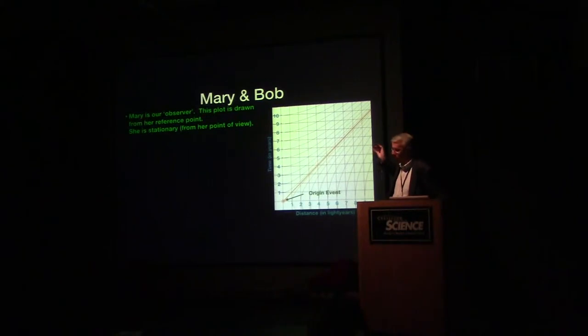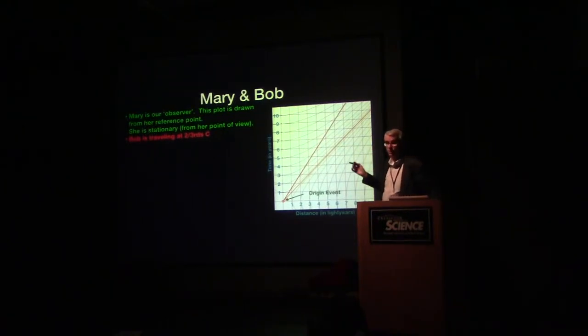And we'll pick two people. I made up the names. I'm not very original, so I'll call them Mary. And I think I called the other person Bob. Yeah, Bob. There it is. Mary and Bob. Great. Bob is going to travel at 2/3 the speed of light.